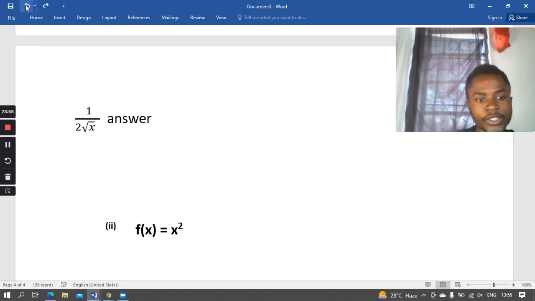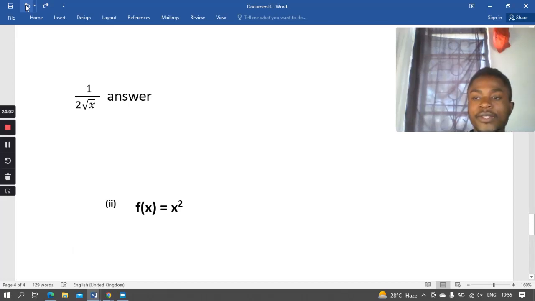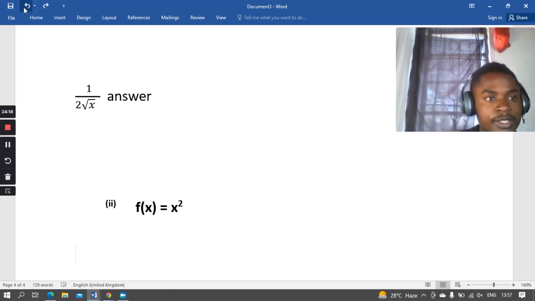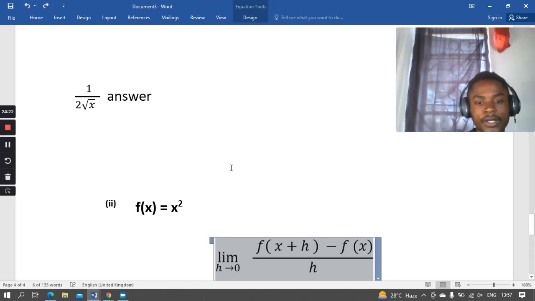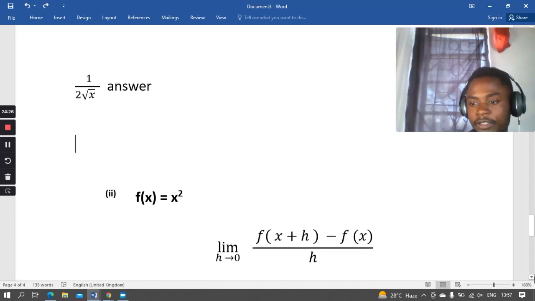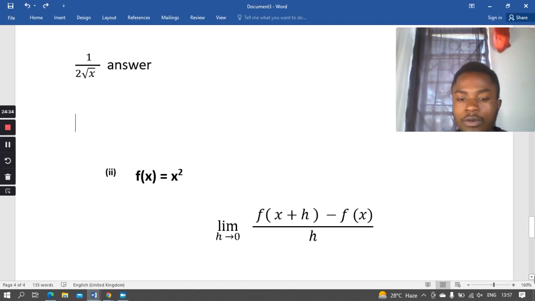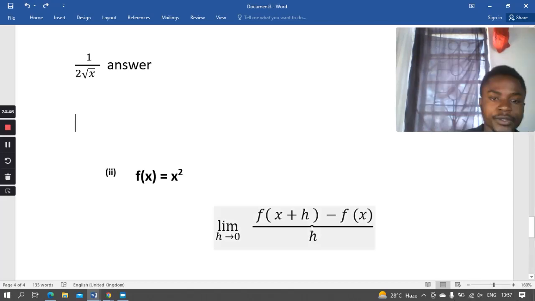So the next question is f of x is equal to x squared. This was the easiest question you can ever get. So the first thing you do is write the formula: the limit as h approaches 0 of f of x plus h minus f of x, over h. That's the formula, guys. Always put that formula in your mind and write it whenever you are solving.